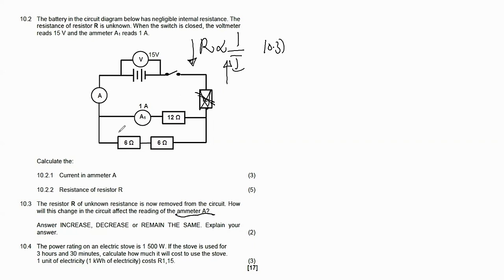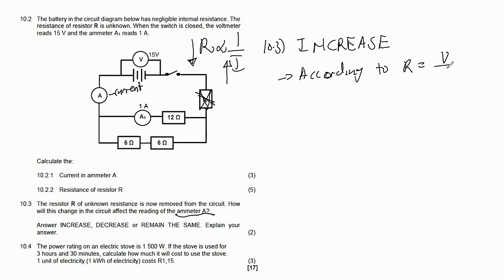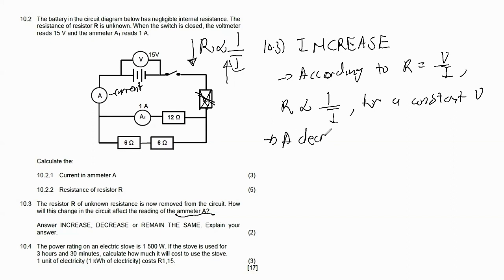The ammeter A is representing the current, right? So the ammeter measures the current. So our solution here has to be increase, right? And then now they're asking us to explain. We say according to the formula of Ohm's law, which is R is equal to V over I, we know that R is inversely proportional to current for a constant voltage, right?